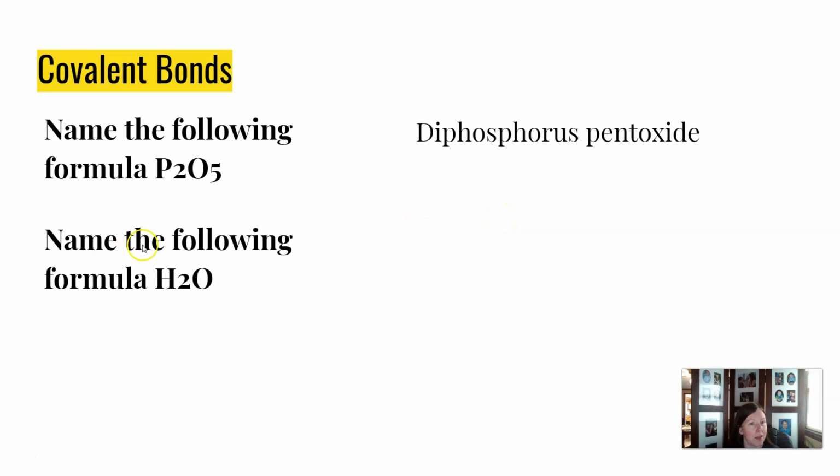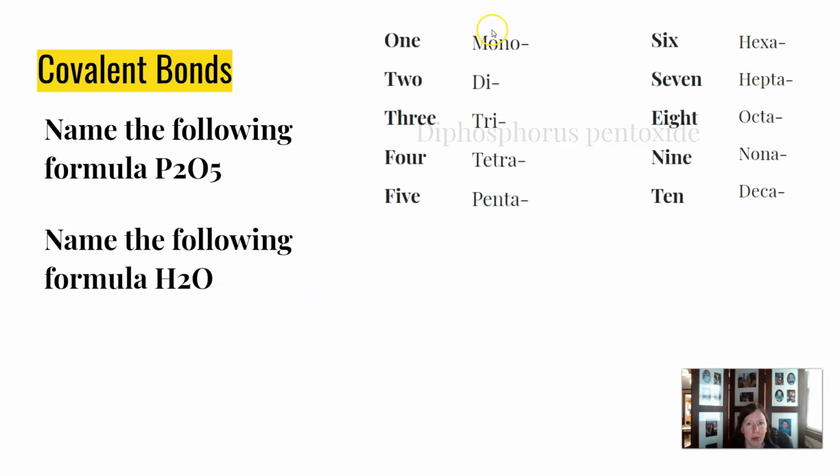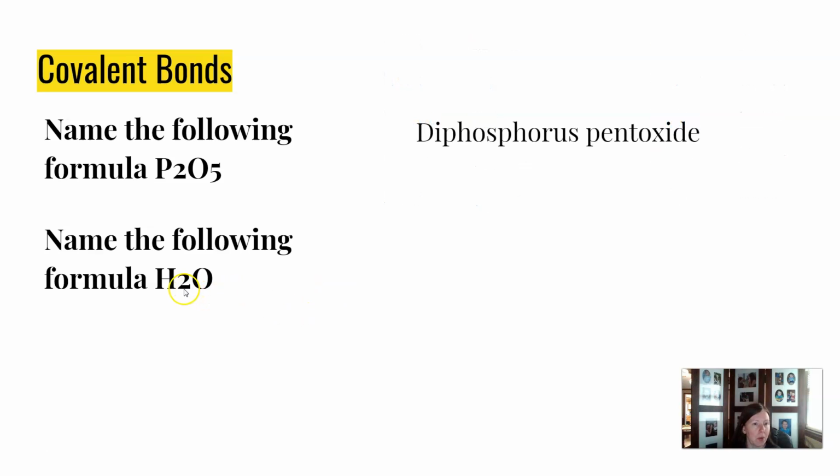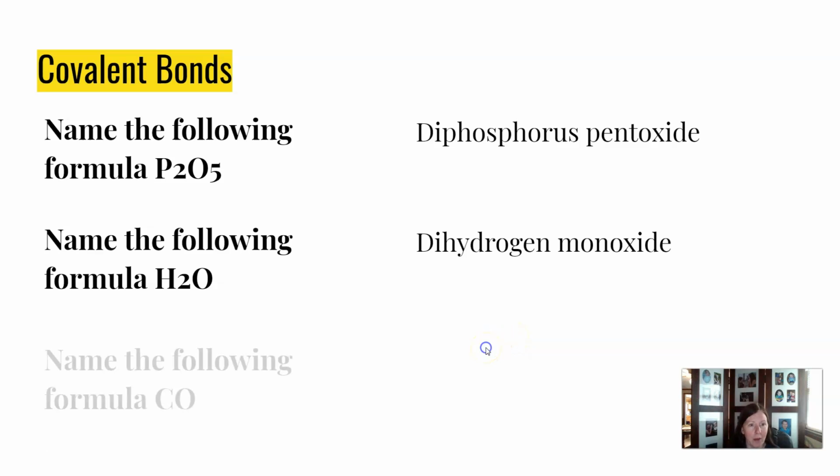All right, so then this is water, H2O, and if we look at it, we've got a 2, and remember 2 up here, we've got di, and we've got 1 oxygen, mono, so di and mono. So this one would be di, and name it hydrogen monoxide, dihydrogen monoxide. So now you know the official name for water.